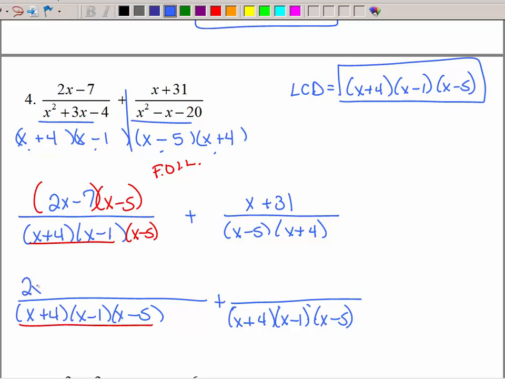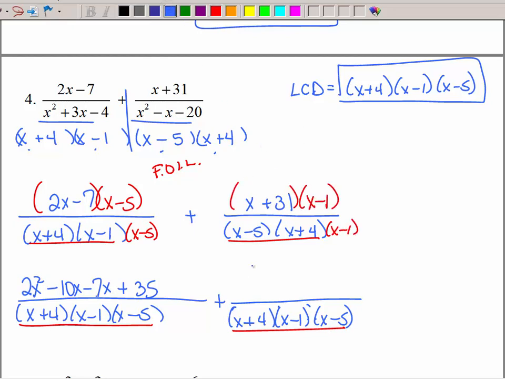That's going to be 2x squared minus 10x minus 7x plus 35. Here, comparing the old to the new, I need to multiply by x minus 1. So again, I'm FOILing. Now I'm going to write down that denominator. And yes, I know that's long.